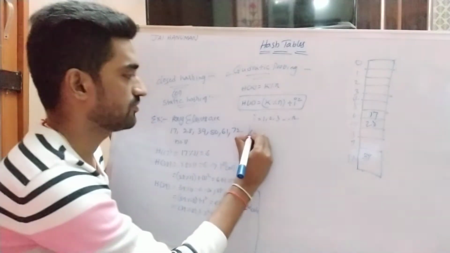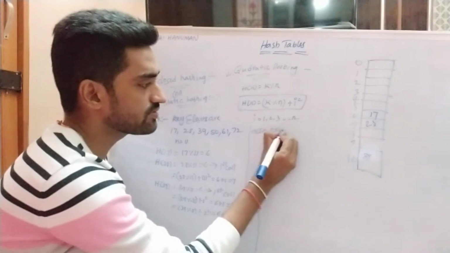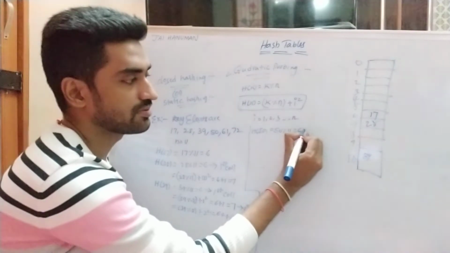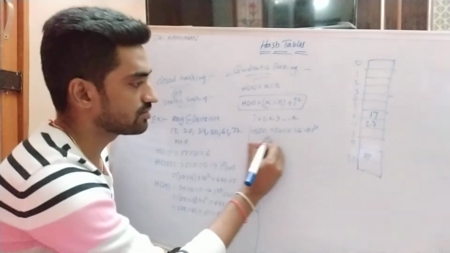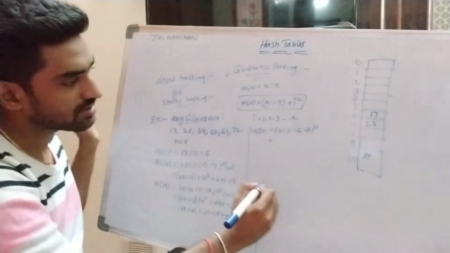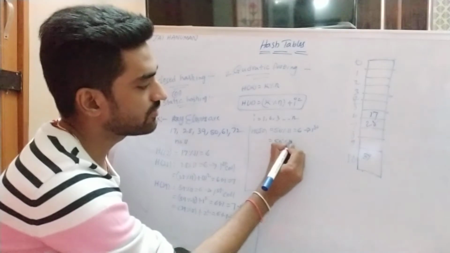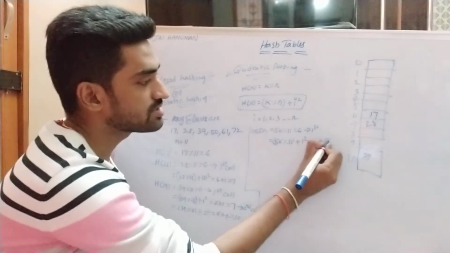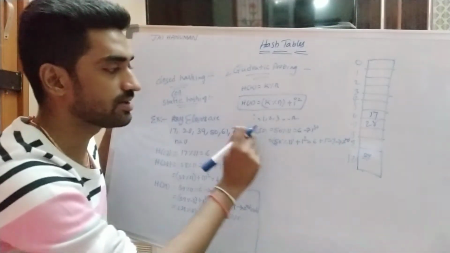H of 50. So 50 modulo division of 11, 6. First collision is occurred. Why? Because sixth position is not vacant position. Then apply quadratic probing. What is the formula for quadratic probing? 50 modulo division of 11. Initial value for I is 1 square. So 6 plus 1, which is equivalent to 7. So 7 is not vacant position. So that's why second collision is occurred for 50.